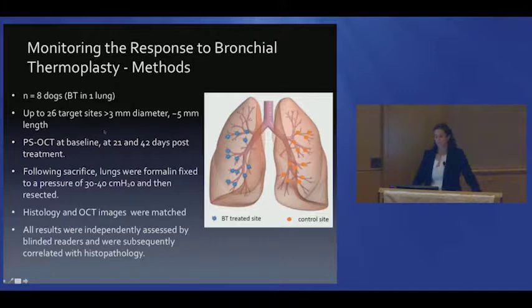Then we brought them back. We did imaging at 21 and at 42 days post-treatment. And then following sacrifice, the lungs were excised and formalin fixed, ideally to a pressure of 30 to 40 centimeters of water, but I'll talk a bit more about that later. I'm not sure that happened with all the animals. And then we did the same sort of matching technique we did before, matched the OCT and the histology, and we had blinded independent reviewers essentially look at the amount of smooth muscle in each.